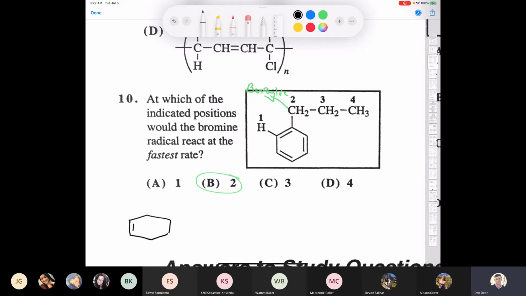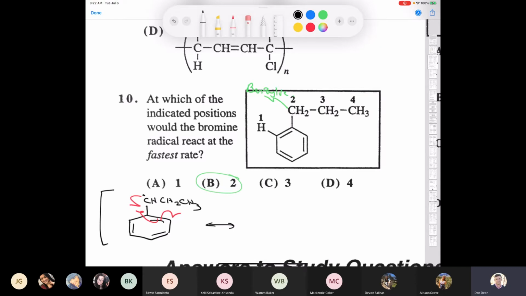If you draw the radical out, you'd end up with the radical here. And we looked at something that was pretty close to this radical earlier on. And you should be able to draw all of the contributing resonance structures. So you should be able to do that and keep pushing that unpaired electron around the ring. All right, so benzylic position. So number 2 is where the bromine's going to react at the fastest rate.